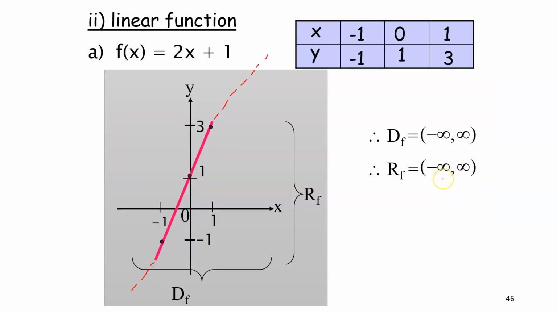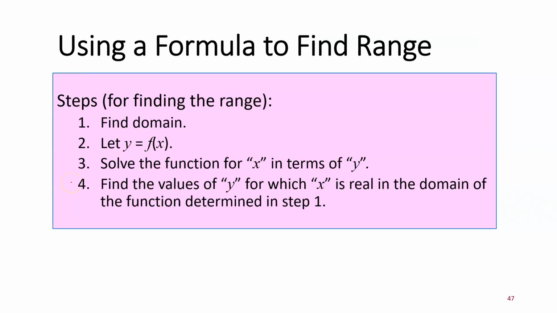So now you're going to use a formula to find range. That one is how you find domain and range from your graph. Now you're going to use a formula. These are the steps for finding the range. So there are 4 steps. The first one, you're going to find the domain. So domain is your input or x values. The second one, you're going to let y equal to f(x).